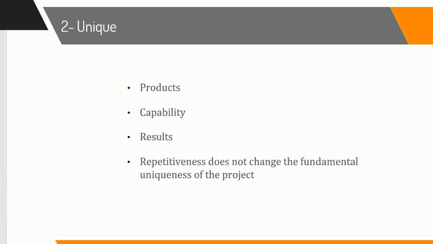Number two, uniqueness in a project can be that we are going to make new products, we are going to generate capability, and we are having some kind of results. Repeating all of these will not change the fundamental uniqueness of the project. So if you have a unique product, unique capability and unique results, then your project is unique. But if all the things are repeating, then it is not changing the fundamental uniqueness, it will all be the same and it will be counted as repeatability.